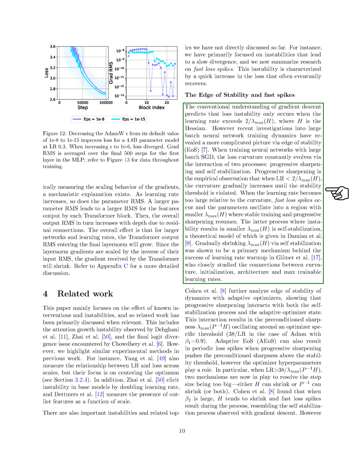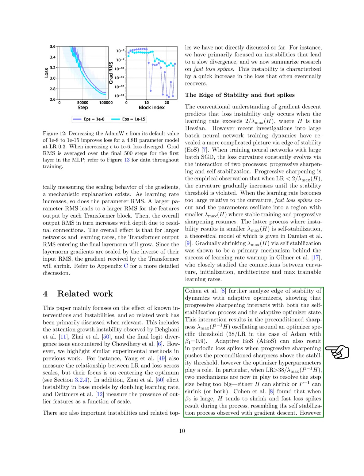When the learning rate becomes too large relative to the curvature, fast loss spikes occur and the parameters oscillate into a region with a smaller maximum eigenvalue of the Hessian, where stable training and progressive sharpening resume. The process where instability results in a smaller maximum eigenvalue of the Hessian is called self-stabilization. A theoretical model of this process has been provided in previous research. It was shown that gradually reducing the maximum eigenvalue of the Hessian via self-stabilization is a primary mechanism behind the success of learning rate warm-up.